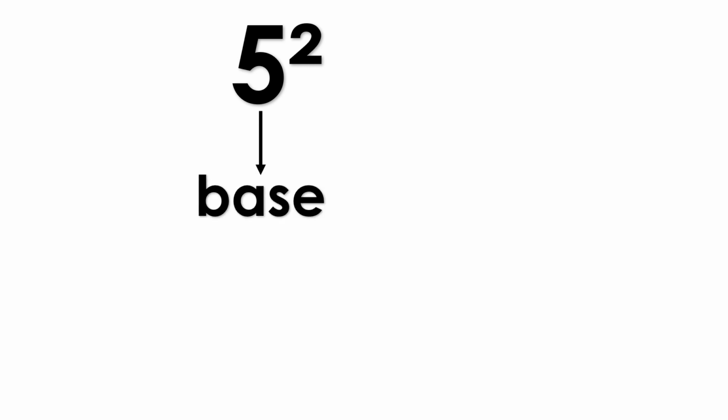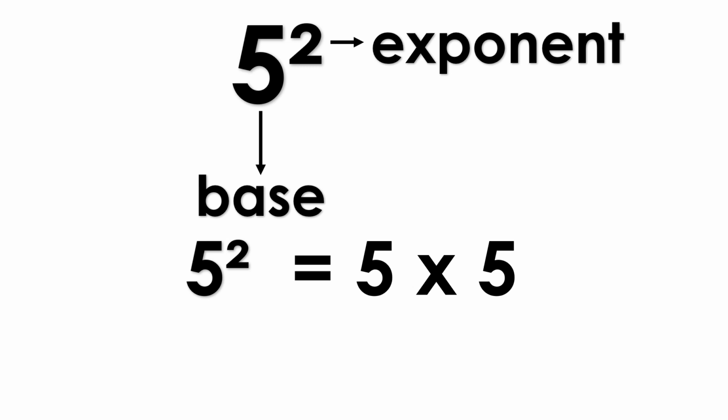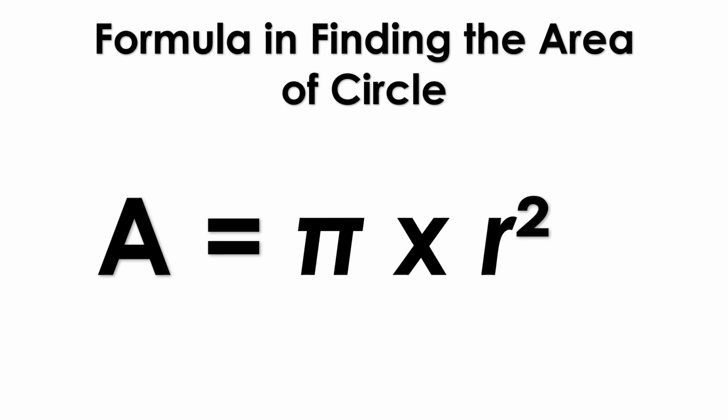Next, always remember, in exponential form of numbers, we have 5 raised to 2, wherein 5 is what we call the base, and 2 is what we call the exponent. So how are we going to solve for this? 5 squared is equal to 5 times 5, or 25. We have to multiply the base by itself 2 times. That is the meaning of exponential form. Again, the formula in finding the area of a circle is A is equal to pi times r squared. Please remember, A is equal to pi times r squared.